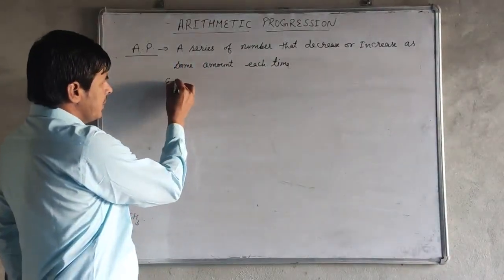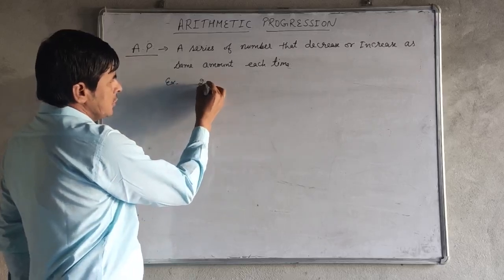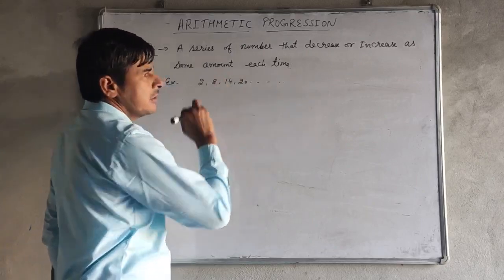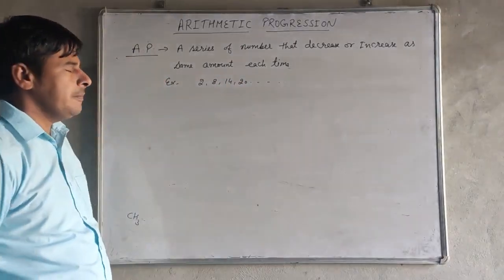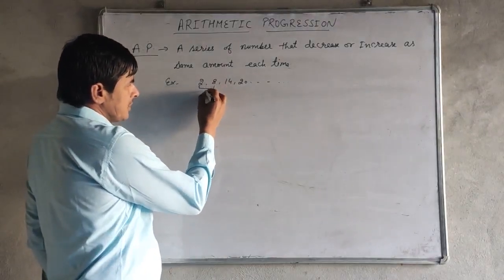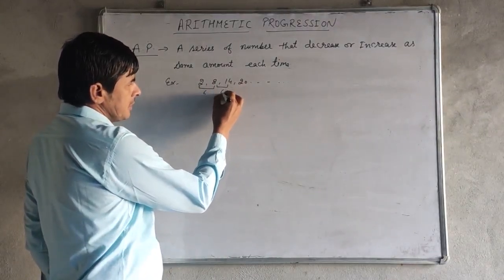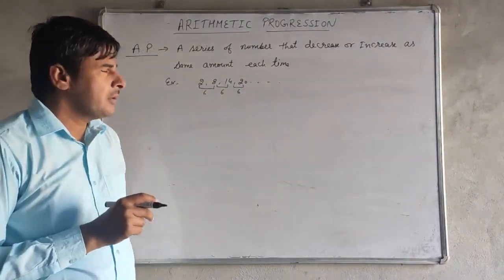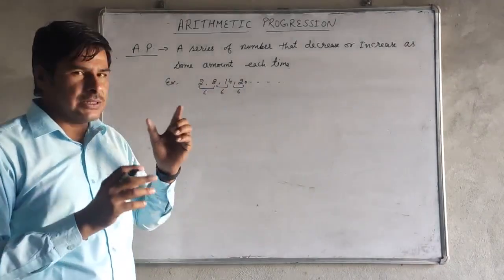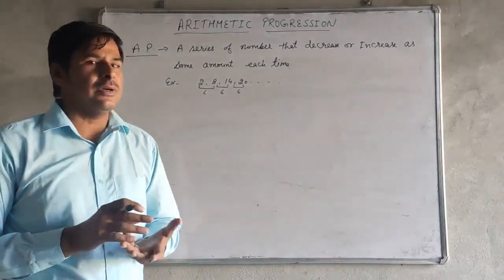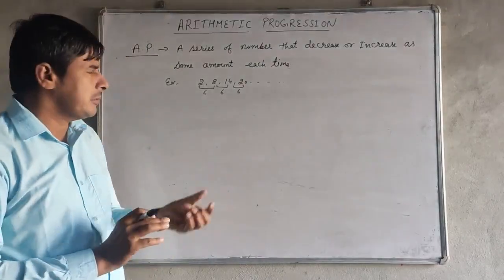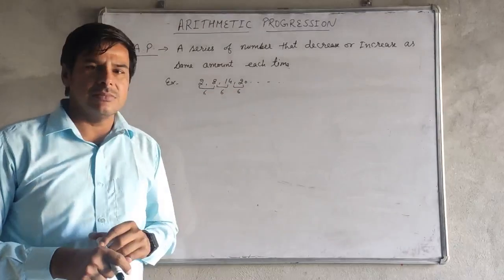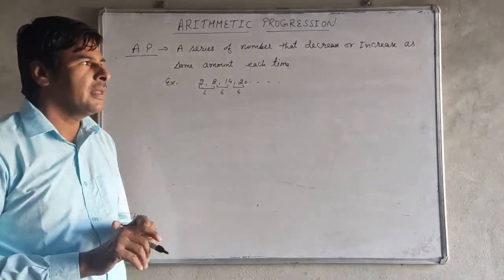As an example, we can write 2, 8, 14, 20. This is called an AP. How is it an AP? The difference between the two numbers is 6, and again the difference is 6, and again 6. So if the difference between consecutive numbers is the same, it is called an AP. If the differences are not equal, then it is not an AP.